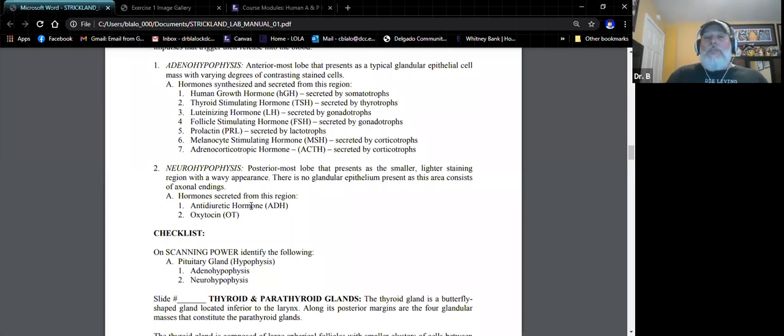And then oxytocin is related to labor and childbirth, and oxytocin is going to affect the uterus, and it's going to increase uterine contractions related to that positive feedback system.